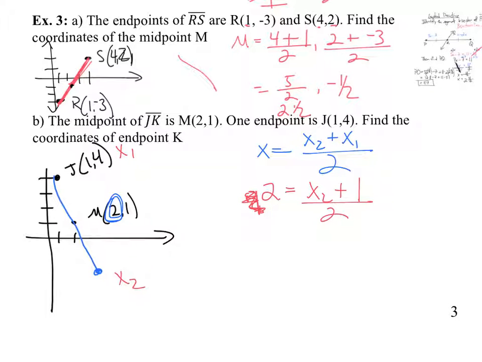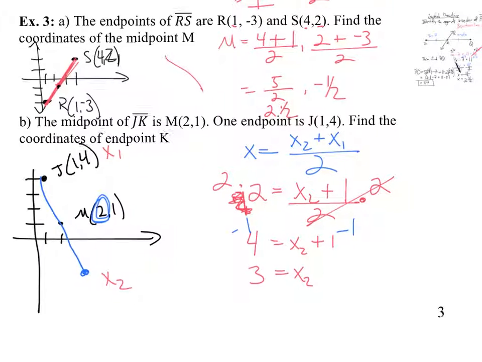Now, whenever we do this, you have to be careful because you have to follow order of operations. I want to move this 2 out of the bottom. So to undo division, I'm going to multiply by 2. If I multiply each side by 2, I get 4 equals x subscript 2 plus 1. I have 1 on the one side. I want to get rid of it or move it to the other side. So I'm going to minus 1 on each side. And therefore, I have 4 minus 1, which is 3. So my x2 equals 3.